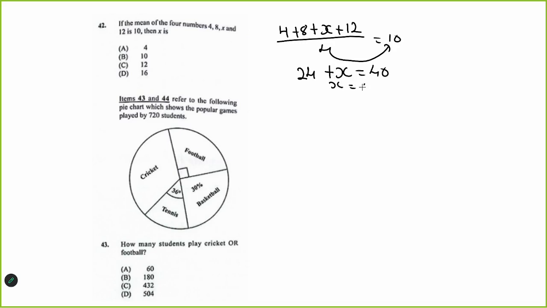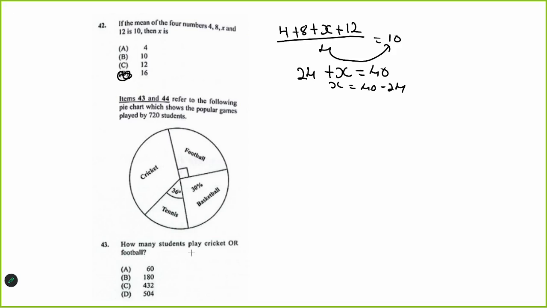Right? What is the mean of 4 numbers? So mean is the sum of numbers, which is 4 plus 8 plus x plus 12, and you divide it by 4 to get 10. Carry this across, you're going to get 4 plus 8 plus 12: 4 and 8 is 12, and 12 and 12 is 24. So 24 plus x is equal to 4 times 10, which is 40. So x would be 40 minus 24. It has to end in 6, so it would be D.